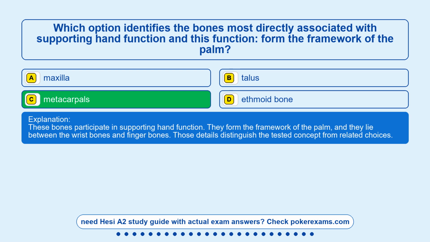These bones participate in supporting hand function. They form the framework of the palm, and they lie between the wrist bones and finger bones. Those details distinguish the tested concept from related choices.